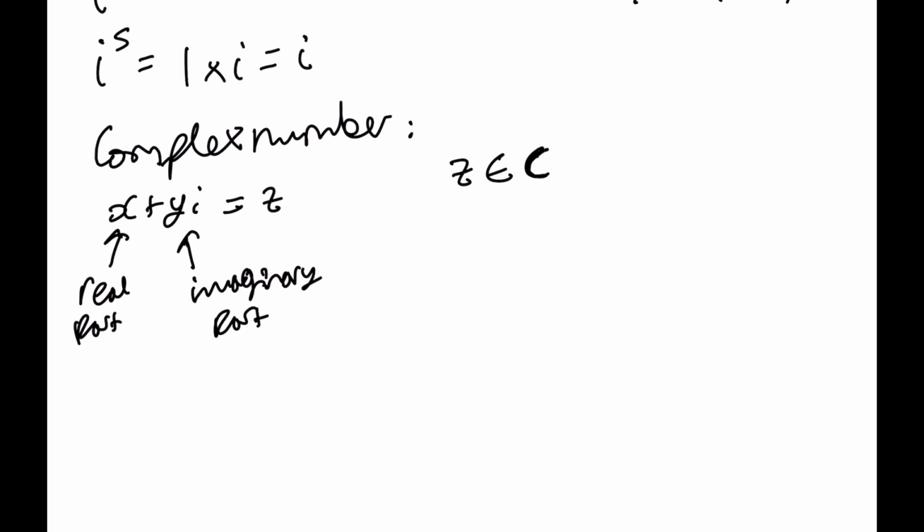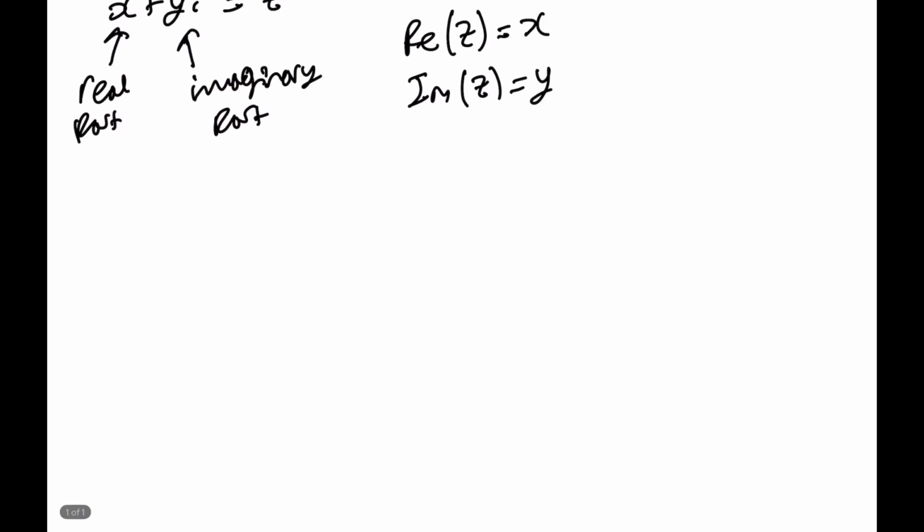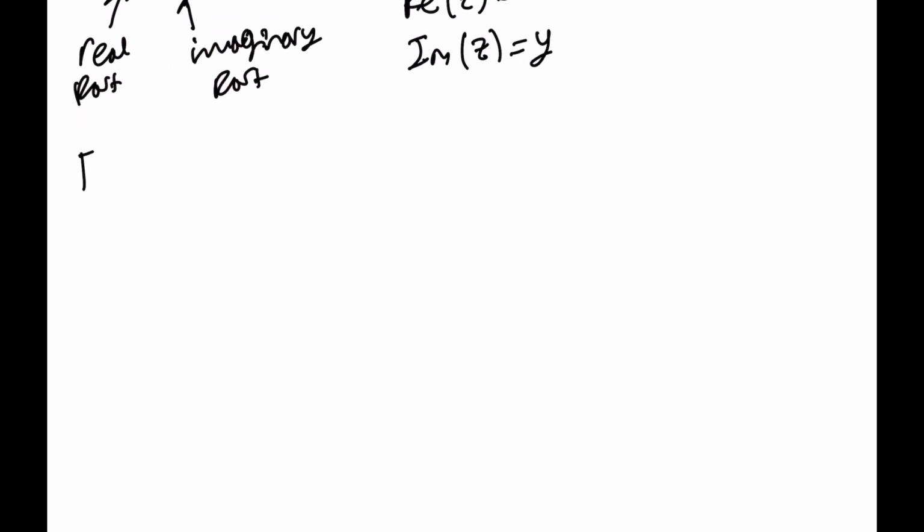And the real part of z is equal to x, and the imaginary part of z is equal to y, without the i at the end. So if we write Im(z), we will find y, and if we write Re(z), we'll find x.